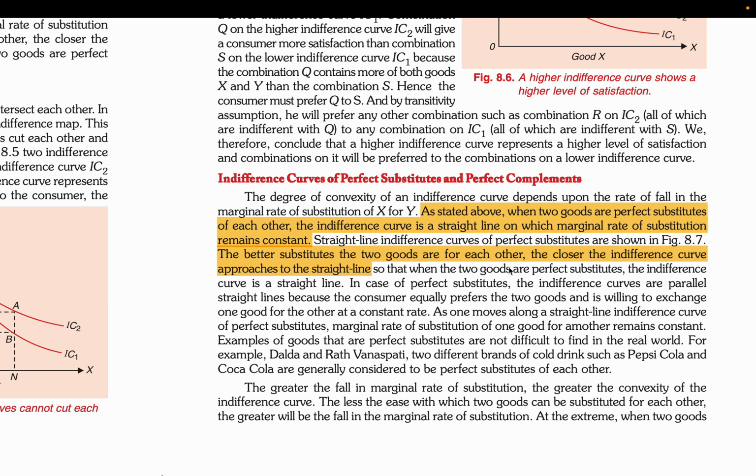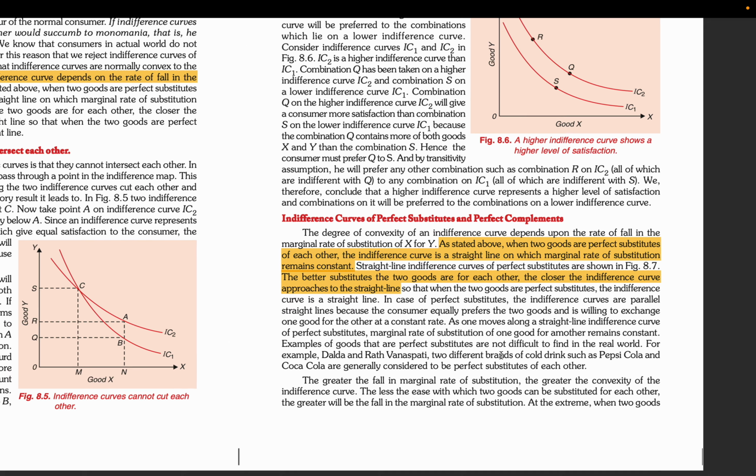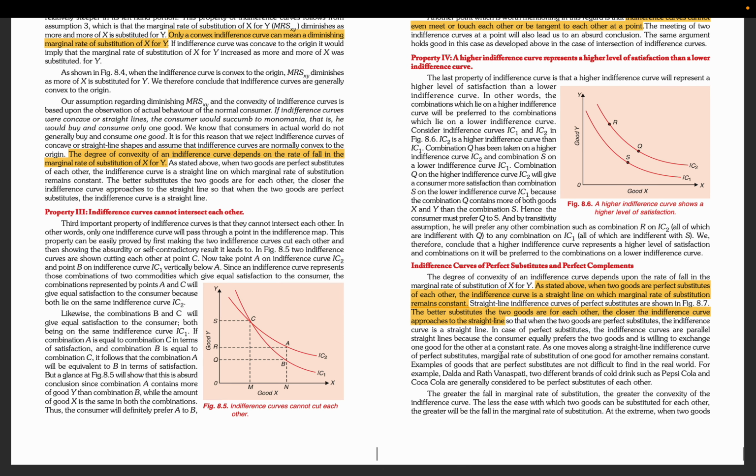In case of perfect substitutes, the indifference curves are parallel straight lines because the consumer equally prefers the two goods and is willing to exchange one good for the other at a constant rate. As one moves along the straight line indifference curves of perfect substitutes, MRS of one good for another remains constant. Examples of such goods are Dalda and Ras Vanaspati, Pepsi Cola and Coca Cola. The greater the fall in MRS, the greater the convexity of the IC.